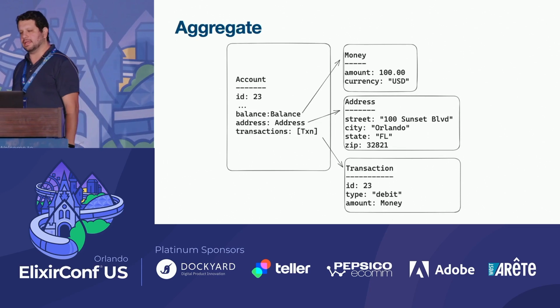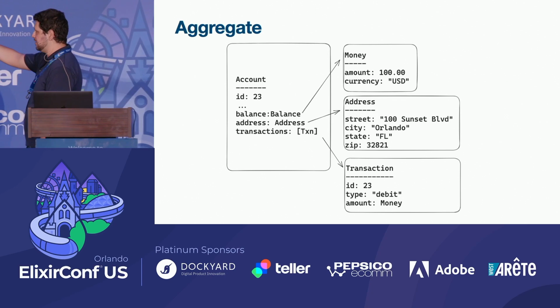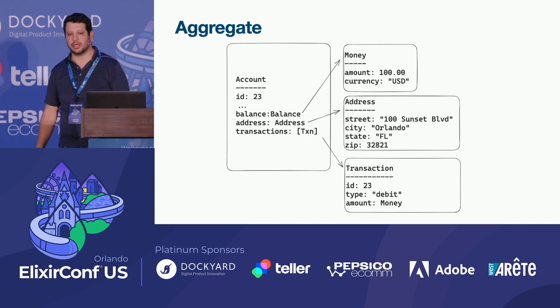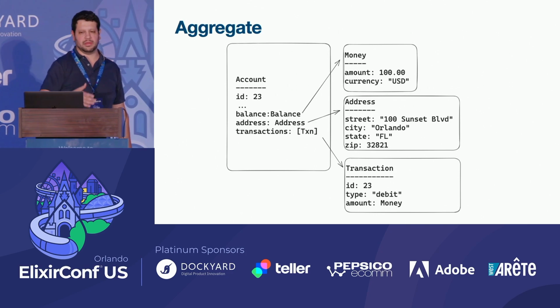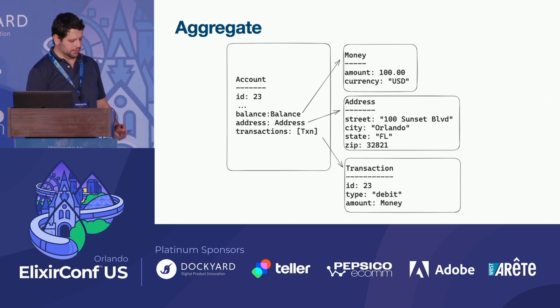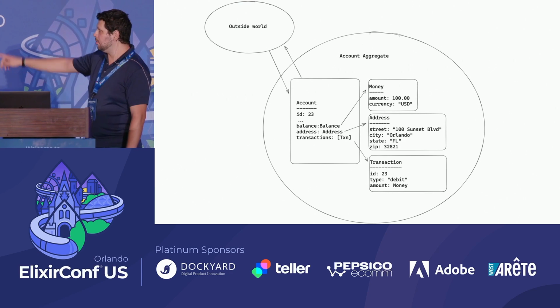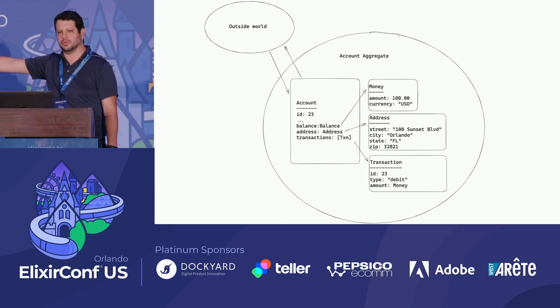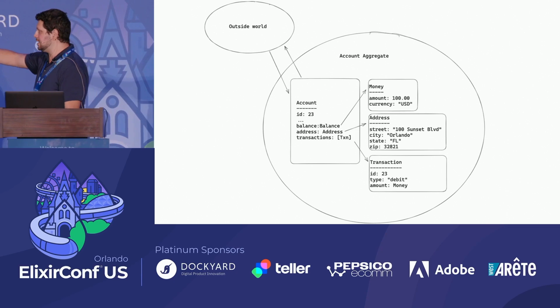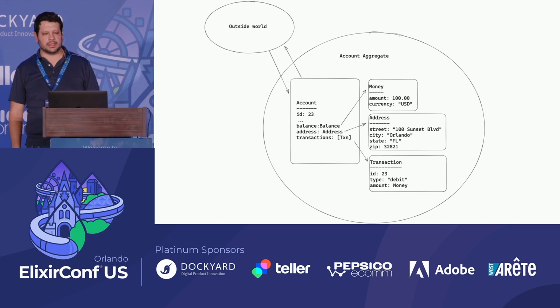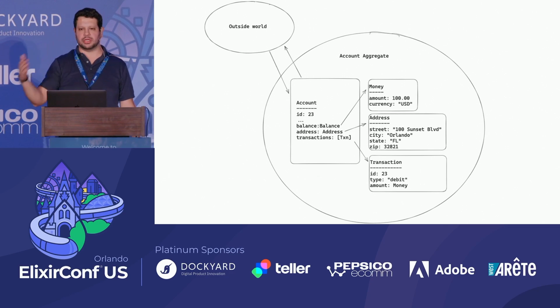And then an entity can be associated to other entities. In this case, for example, the bank account has many transactions. Those transactions are each entities because they maybe have a life cycle and identities of their own. But the point of the aggregate is that all communication from the outside world goes through what is called a root entity. In this case, that's account.